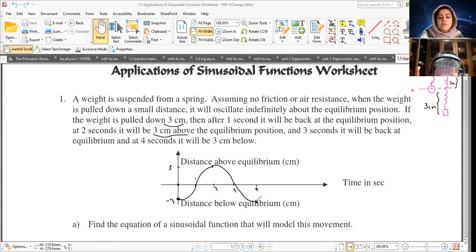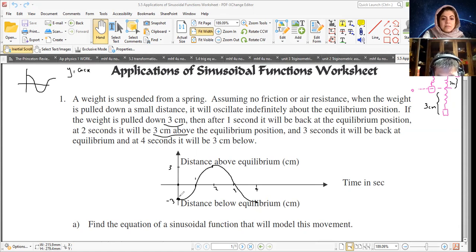So from the information given, first you need to draw the picture. Then find the equation of the sinusoidal function. You already know that the cosine starts at maximum. So you need to know the cosine. Here y is equal to cosine x.